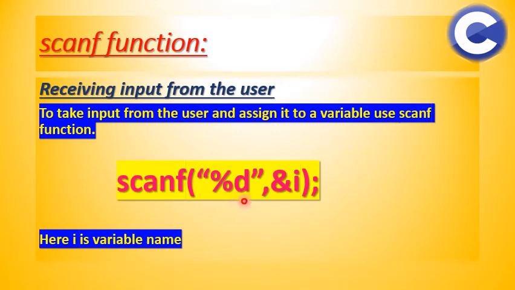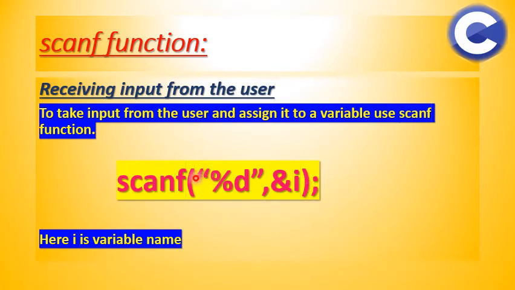If this format specifier is of integer data type, then the data I'm going to input is of integer type. Then comma, I write the address of operator, which helps me put my data inside the variable which I write next to it. So here I wrote I. It means that at the address of that variable I, I'm going to put the data which I input myself as a user.